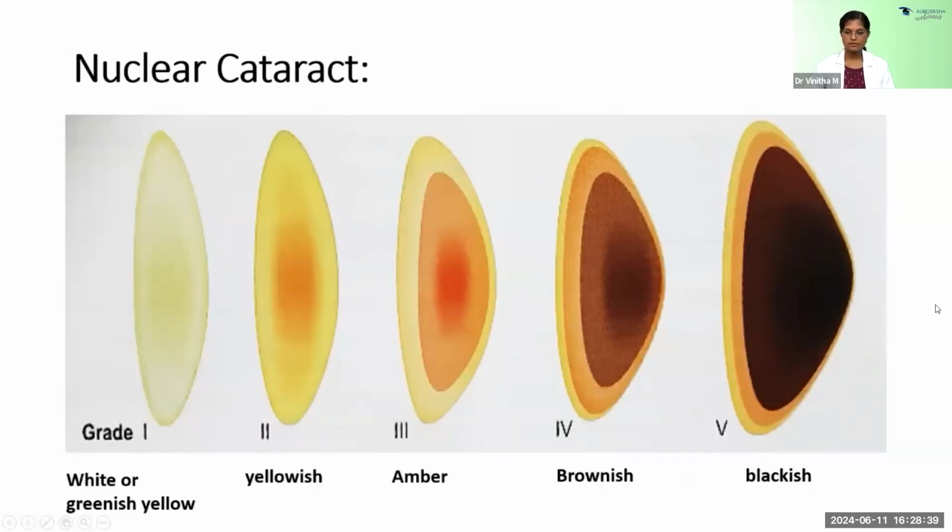Nuclear cataract. Grading based on slit lamp examination. Grade 1 is white or greenish yellow. Grade 2 is yellow. Grade 3 is amber. Grade 4 is brown. And grade 5 is black.